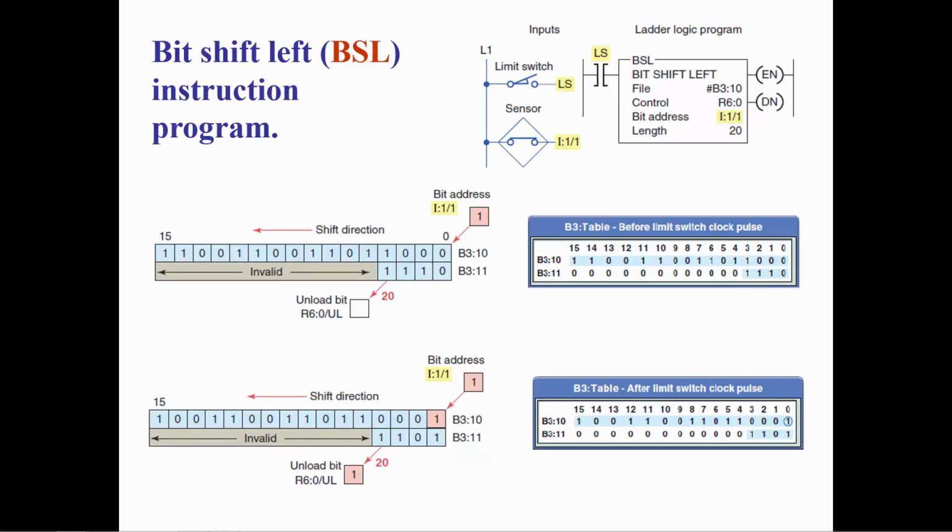This ladder logic program with a BSL instruction is designed so that when the limit switch is closed, the status of the sensor I:1/1 is shifted into the first position of the shift register, and all other bits are shifted 1 position to the left. A bit that shifts out of bit 15 of a word will shift into bit 0 of the next word. Unused bits in a word cannot be used for any other purpose.